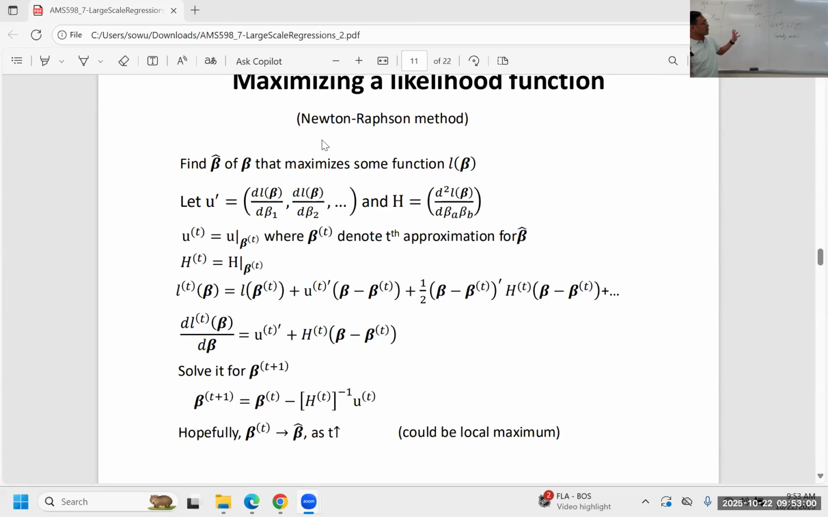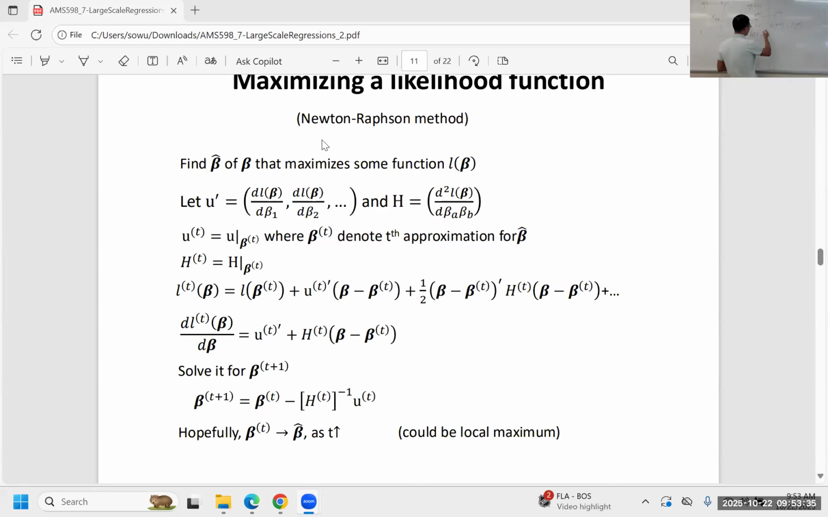Now I hope you guys get an idea. This is the core idea behind Newton-Raphson: we want to find a sequence such that we update this beta in such a way that the function value is increasing. Now, how do we do that? Let's say you have L of beta, right? Then if we evaluate this beta at beta t, so we're starting at a point, right?